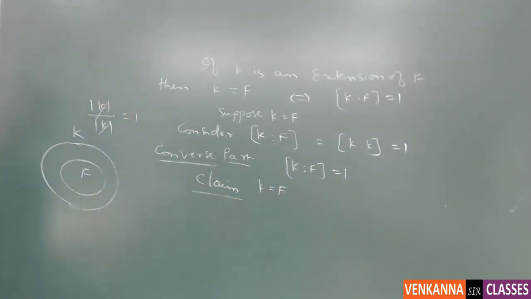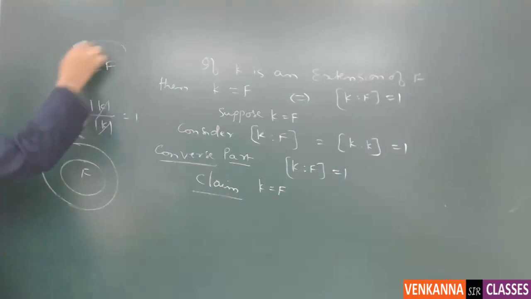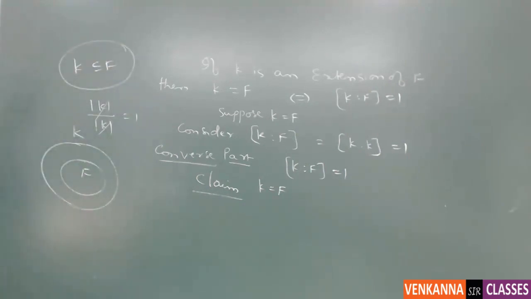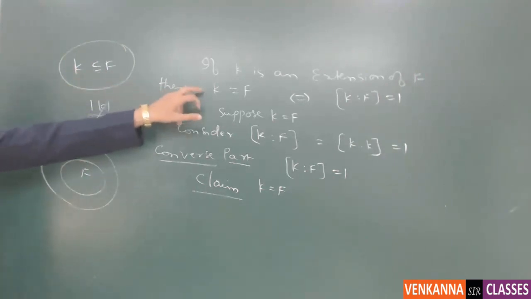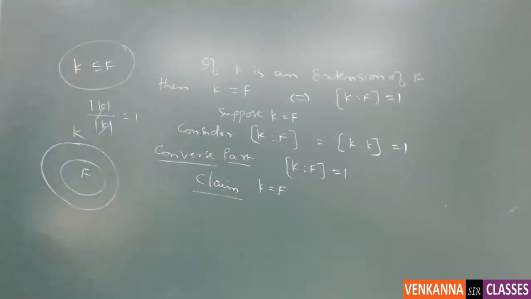So it is nothing but, it is enough if you have shown that K is a subset of F. It means if you take any element in K, that should belong to F. Then K is a subset of F, and then both will be equal. That is the idea. Accepted?